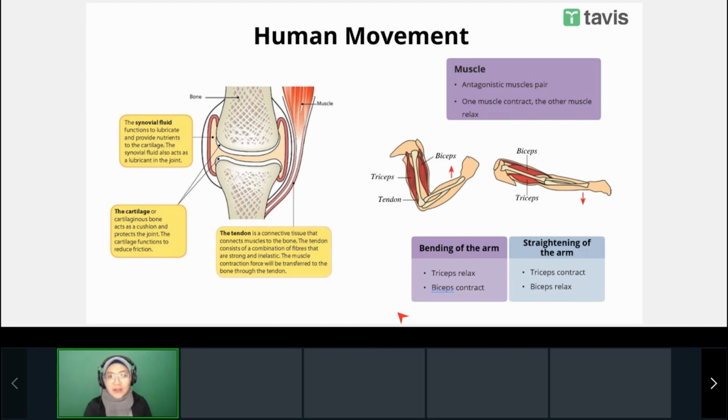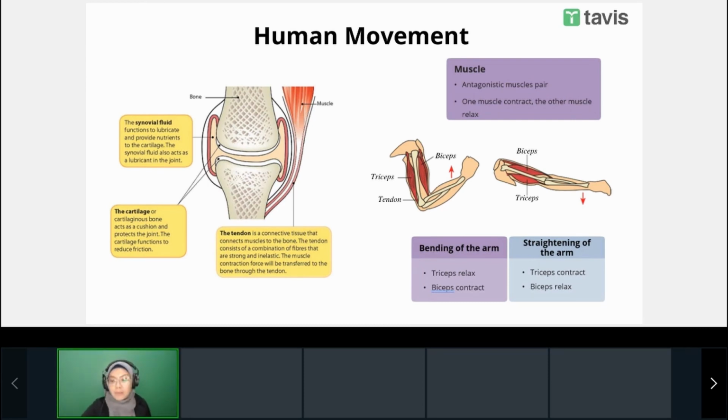Now, we are done with the animals. Let's go to the human. I need you guys to do some activity with me after this. But before that, let's learn about joints and human movement. How do we move our hands? How do we move our legs? Everything is all about science.